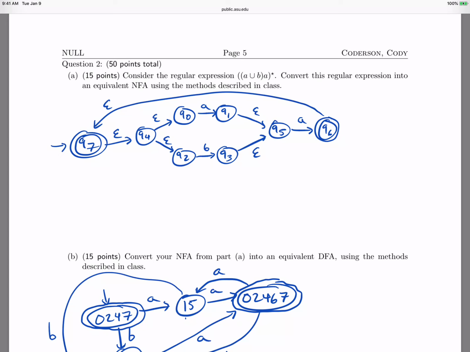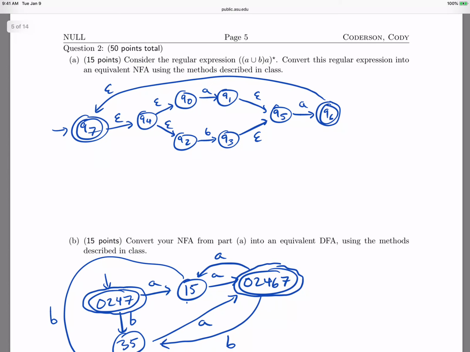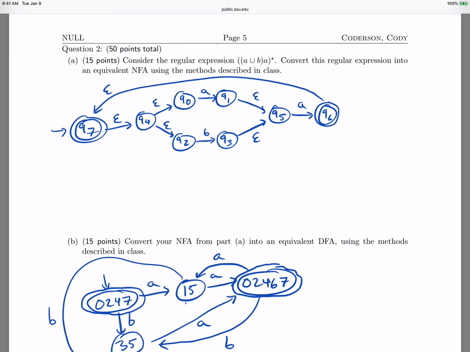One thing to keep in mind when you're taking a test, although you should know this at this point: read the directions. The directions are there to help, okay? If it says do it this way, do it that way. So using the methods in class, you had to make a small NFA for A and B, and then union them together, and then concatenate that NFA with a small NFA for just A, and then do the star on the whole thing.